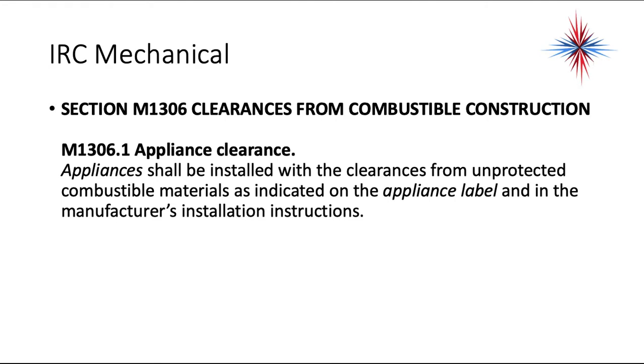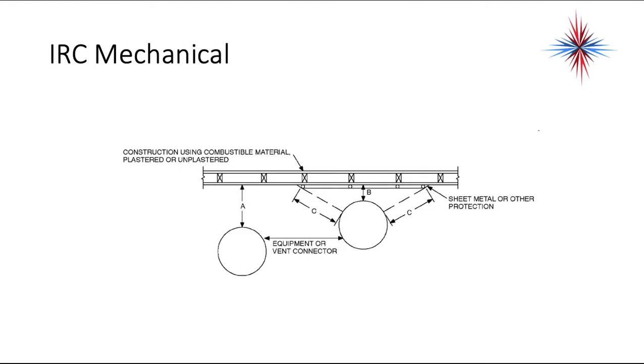Okay. Section 1306 is pretty important because it talks about clearances from combustible construction. In other words, how close can you mount equipment to something that can burn? Appliance clearances are addressed in Section 1306.1. Appliances shall be installed with the clearances from unprotected combustible material as indicated on the appliance label and in the manufacturer's installation instructions.